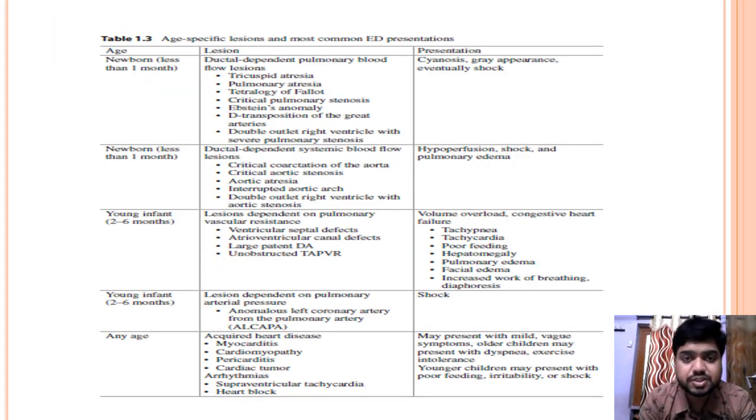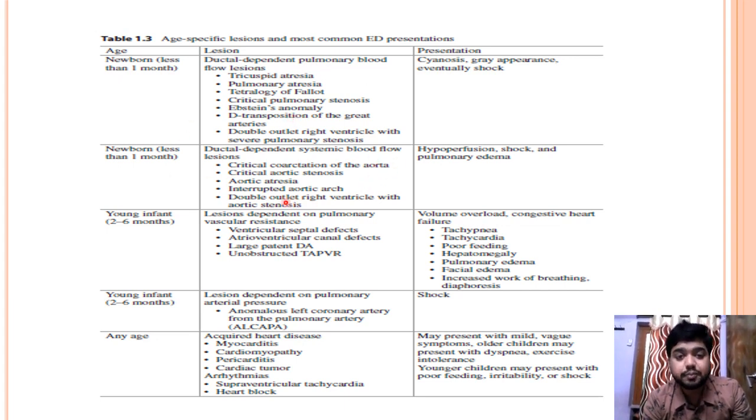So these are age-specific lesions and the most common emergency presentations. As we discussed already, this is a tabular format describing who presents within the newborn period, like tricuspid atresia, pulmonary atresia, Ebstein's anomaly, D-TGA, and double outlet right ventricle with severe pulmonary stenosis. These conditions present because they are duct-dependent conditions. In newborns, there are duct-dependent systemic blood flow lesions, and these are duct-dependent pulmonary blood flow lesions.